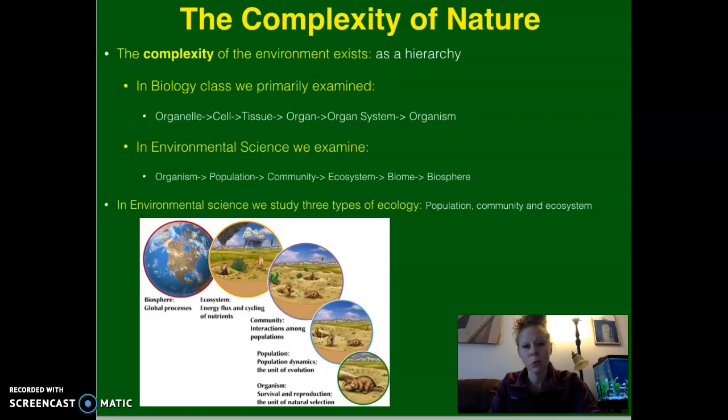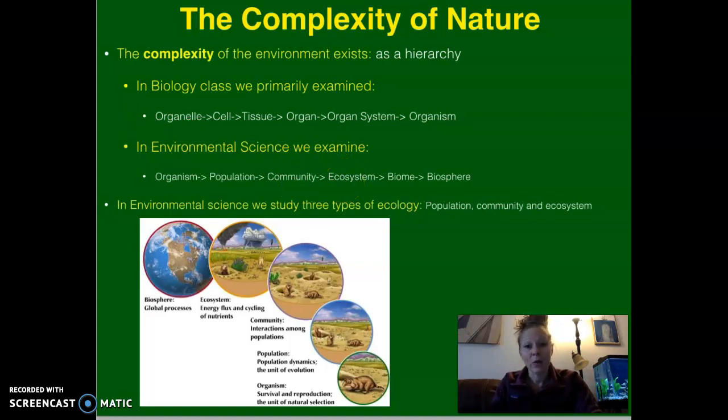And so we spoke in class already about the complexity of nature and how there's a hierarchy. It starts with organelles, and organelles that work together create cells. Cells work together to create tissue, and so on. In environmental science, instead of starting at such a micro level, we start at the organism. And we study organisms and populations and communities and ecosystems.